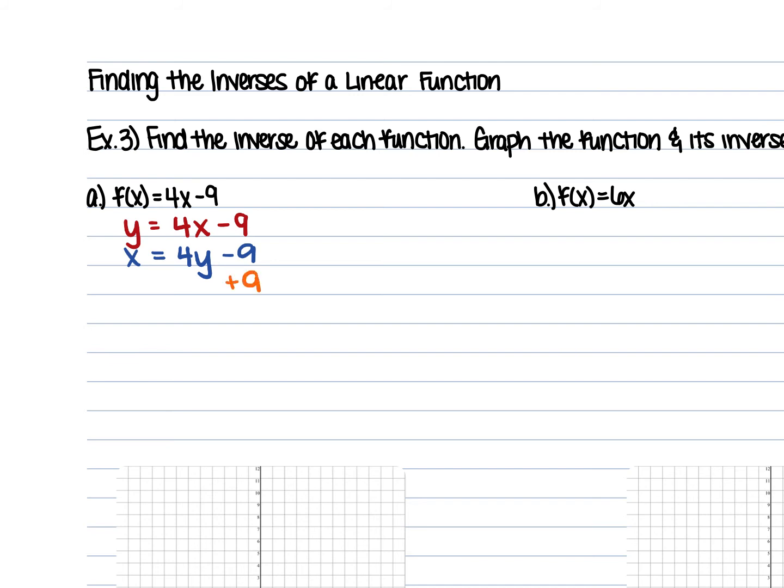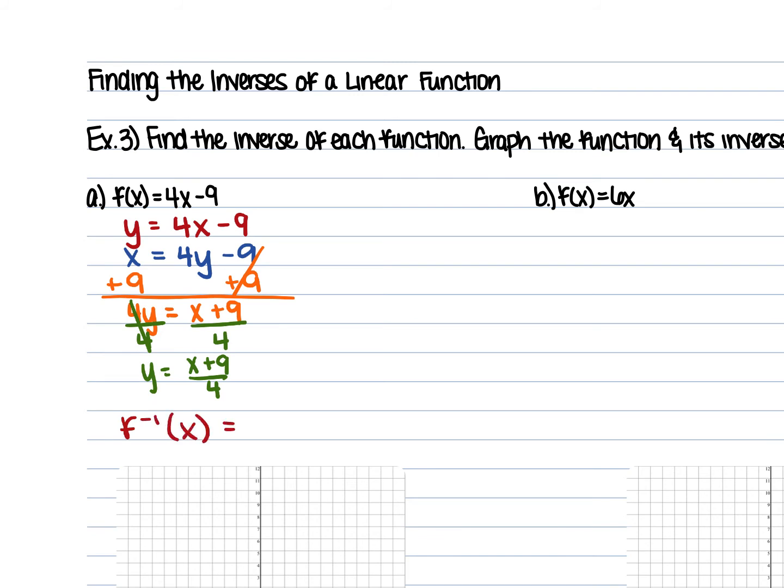Add your 9 to both sides. You have 4y is equal to x plus 9. From here, we divide each side by the 4 to get y by itself. You have y is equal to x plus 9 over 4. To indicate that this is the inverse of the original function, we write it as f to the negative 1 of x is equal to x plus 9 over 4.